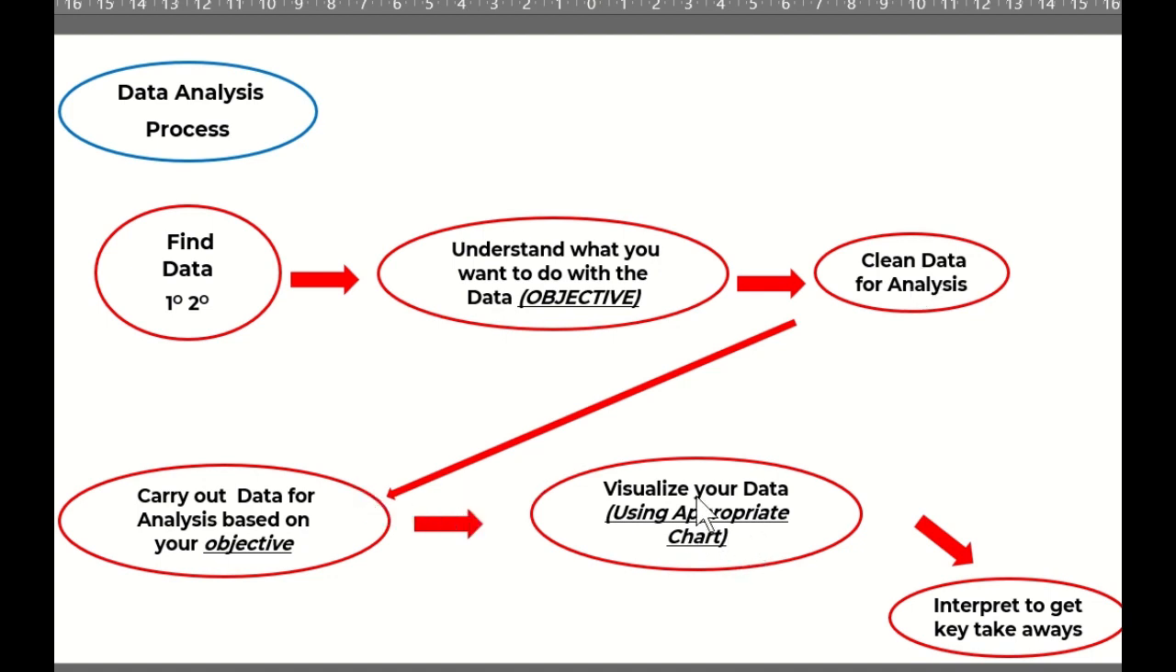And then after that, we have what we call visualize. You have to visualize the data. We have different visualizations based on the type of data you have. If you have a continuous variable, that is, quantitative data, then one of the visualizations that you can use is a histogram, to visualize your data. Okay, and then after you visualize your data, the next thing is to interpret the data to get key takeaways from your data.